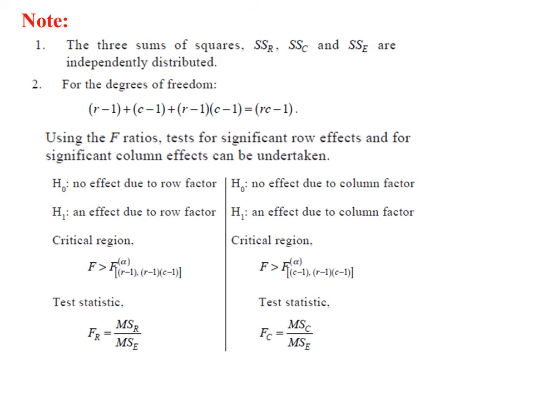Ultimately here I am telling the test statistic FR, with FR meaning row. The formula is MSR by MSE. This is what I have written in the previous table. And similarly FC, with respect to column, the F value with respect to column is equal to MSC by MSE. So these are some points you have to remember while you are writing the table for two-way classification. In the next class we will discuss one problem based on this two-way classification.